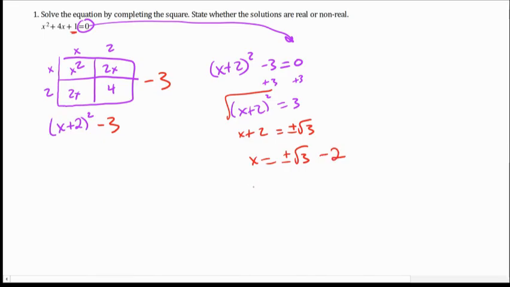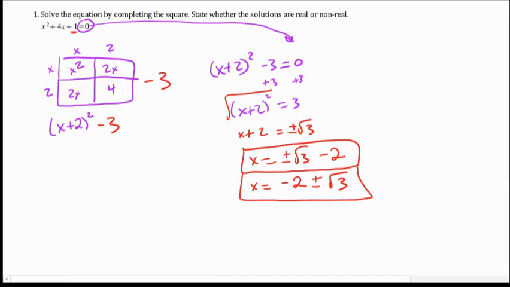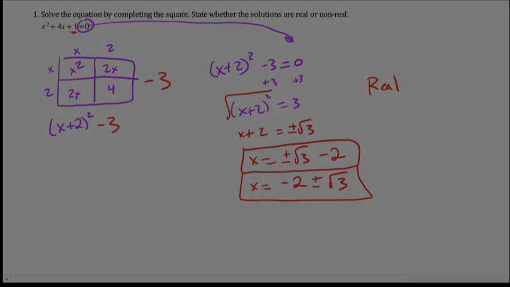And sometimes people might write it just so that we don't get confused on what's inside the square root or what's not. You could write it either way here. X equals negative 2 plus or minus root 3, or plus or minus root 3 minus 2. Either way, we have 2 answers and they are both real answers.